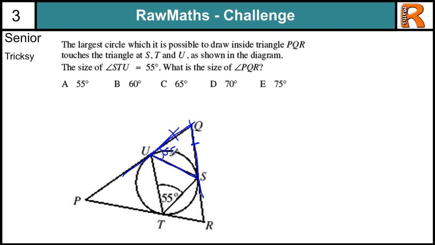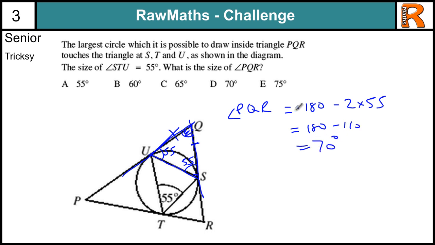So this is an isosceles triangle. So this is 55. That's 55. So this angle is the angle we're trying to find, which is PQR. It's going to be equal to 180 minus 2 lots of 55. That's 110. 180 minus 110 is 70 degrees, which is D.